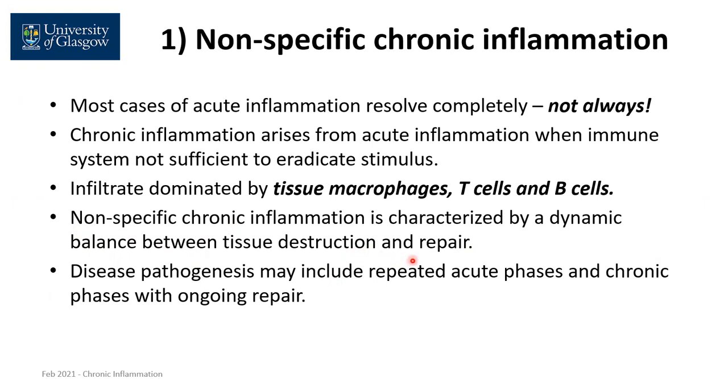Non-specific chronic inflammation is characterized, as I've said, by this dynamic balance between tissue destruction and tissue repair. And we'll come on to talk about that in the second part of today's session in a bit more detail. And ultimately, the disease can arise from repeated acute phases and chronic phases with ongoing repair. So basically, persistent bouts of acute inflammation can lead to chronic inflammation. And whilst that process is occurring, you're having some level of tissue repair going on as well.